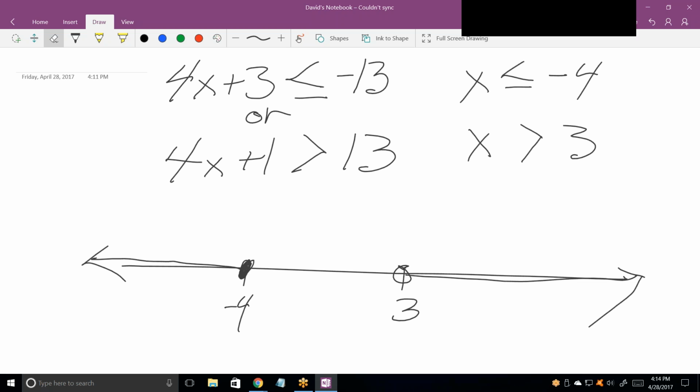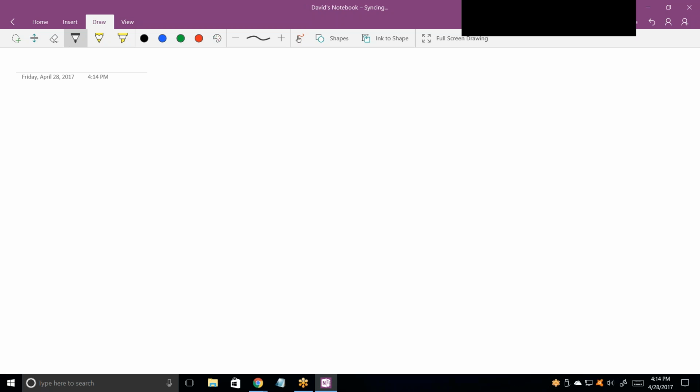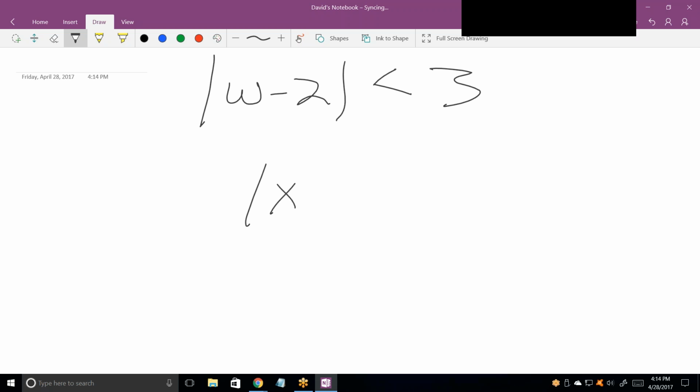All right. What else you got? So this is the same thing. Graph the solution of the inequality. Okay. The absolute value of w minus 2 is less than 3. All right. First of all, let's take this situation. What does that mean? That means positive x is less than 3, and negative x is less than 3. Nope. Never change what's inside.